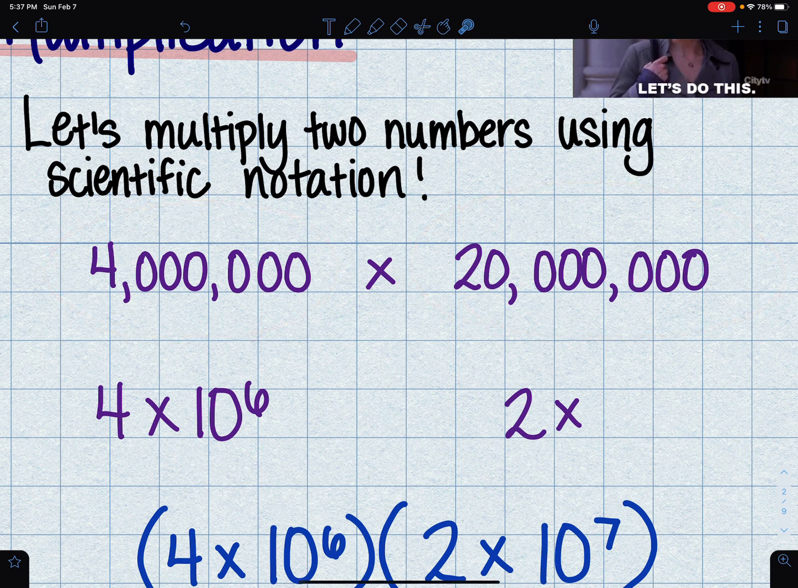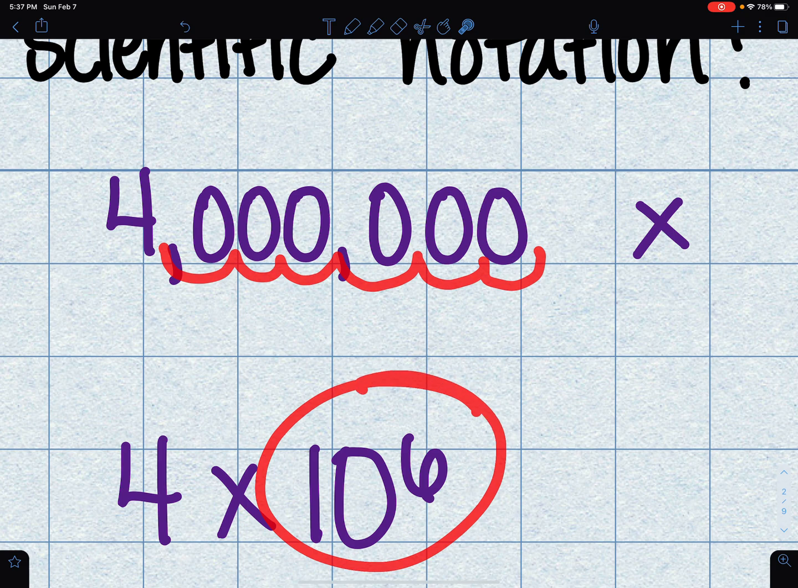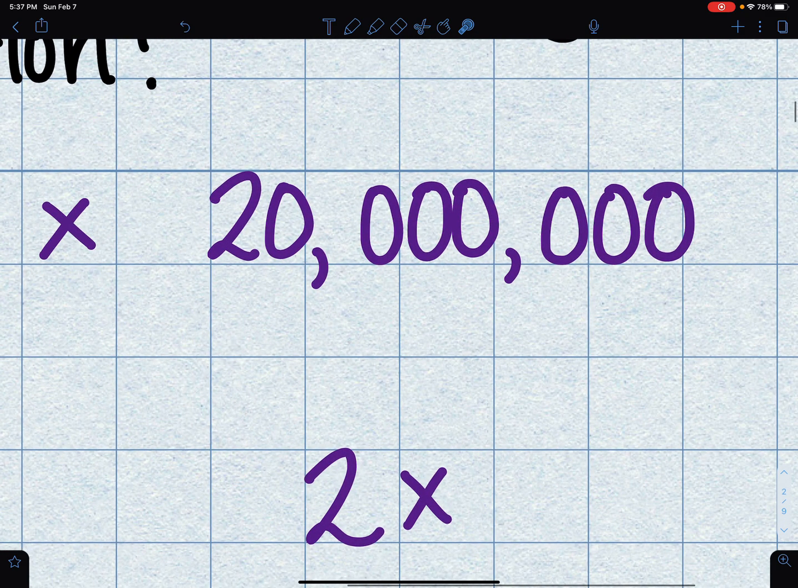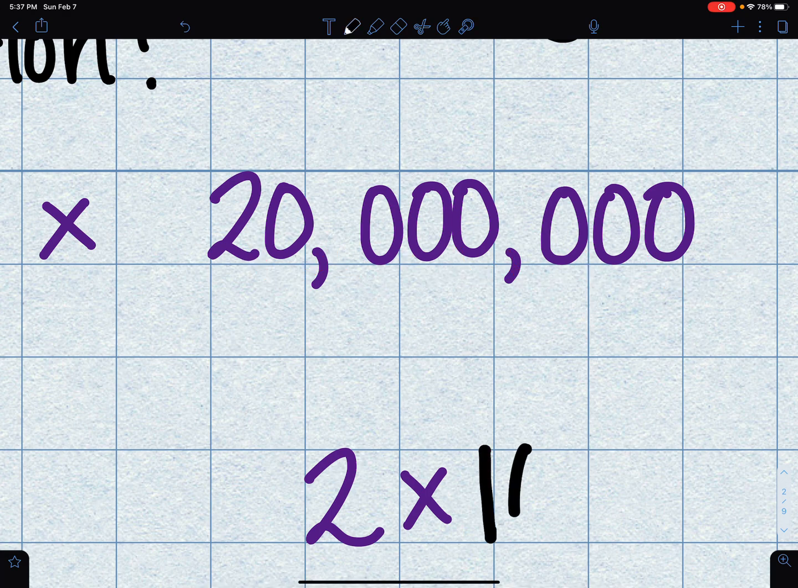Okay, so the first step is to write those numbers in scientific notation. Let's start with 4 million. If we focus on the 4 million, we want to put the decimal right here. So we have to figure out, what do we multiply it by? It would be 1, 2, 3, 4, 5, 6. So it would be 4 times 10 to the 6th. Okay, what about 20 million? We want the decimal point to always be one space past the first non-zero number. So here we go. We want it here. 1, 2, 3, 4, 5, 6, 7. So it's actually going to be 2 times 10 to the 7th right there. So that's what 20 million turns into.